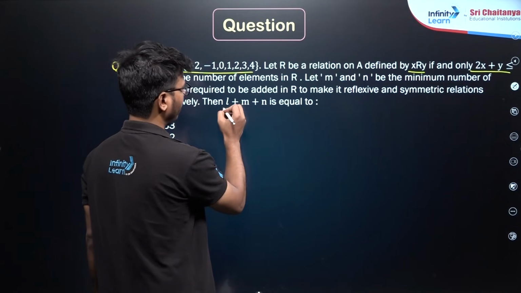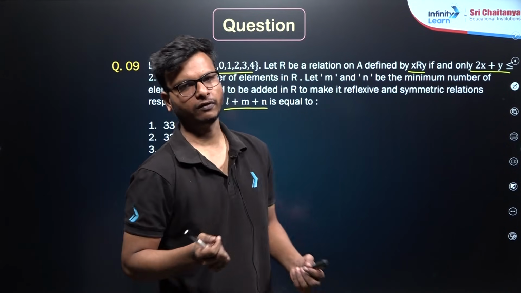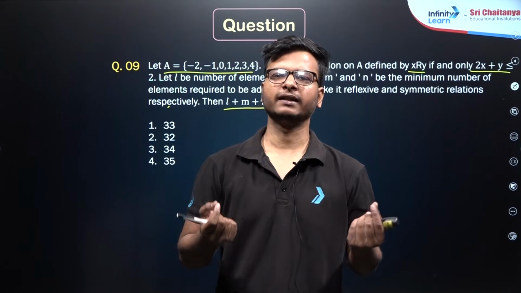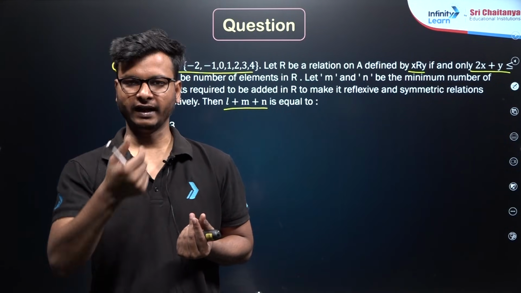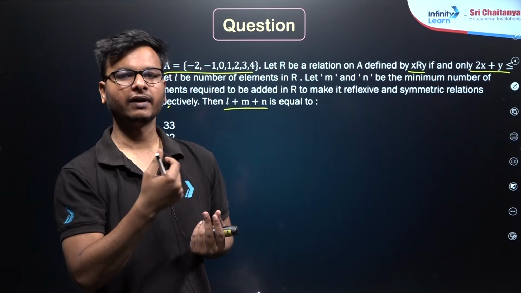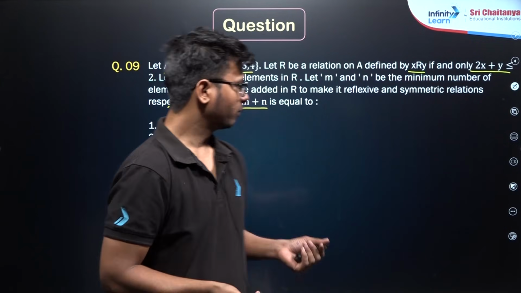So we have to find L, M and N. First of all, we have to find the number of elements in the relation, that is L. Then we are going to find how many elements, if we add, then the relation is going to be reflexive and symmetric both. So let's find the relation.